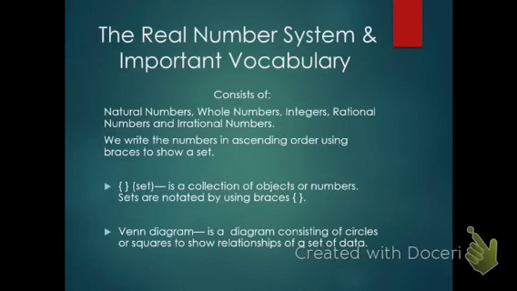We write the numbers in ascending order using braces to show a set. A set is a collection of objects or numbers. Sets are noted by using braces. A Venn diagram is a diagram consisting of circles or squares to show relationships of a set of data.